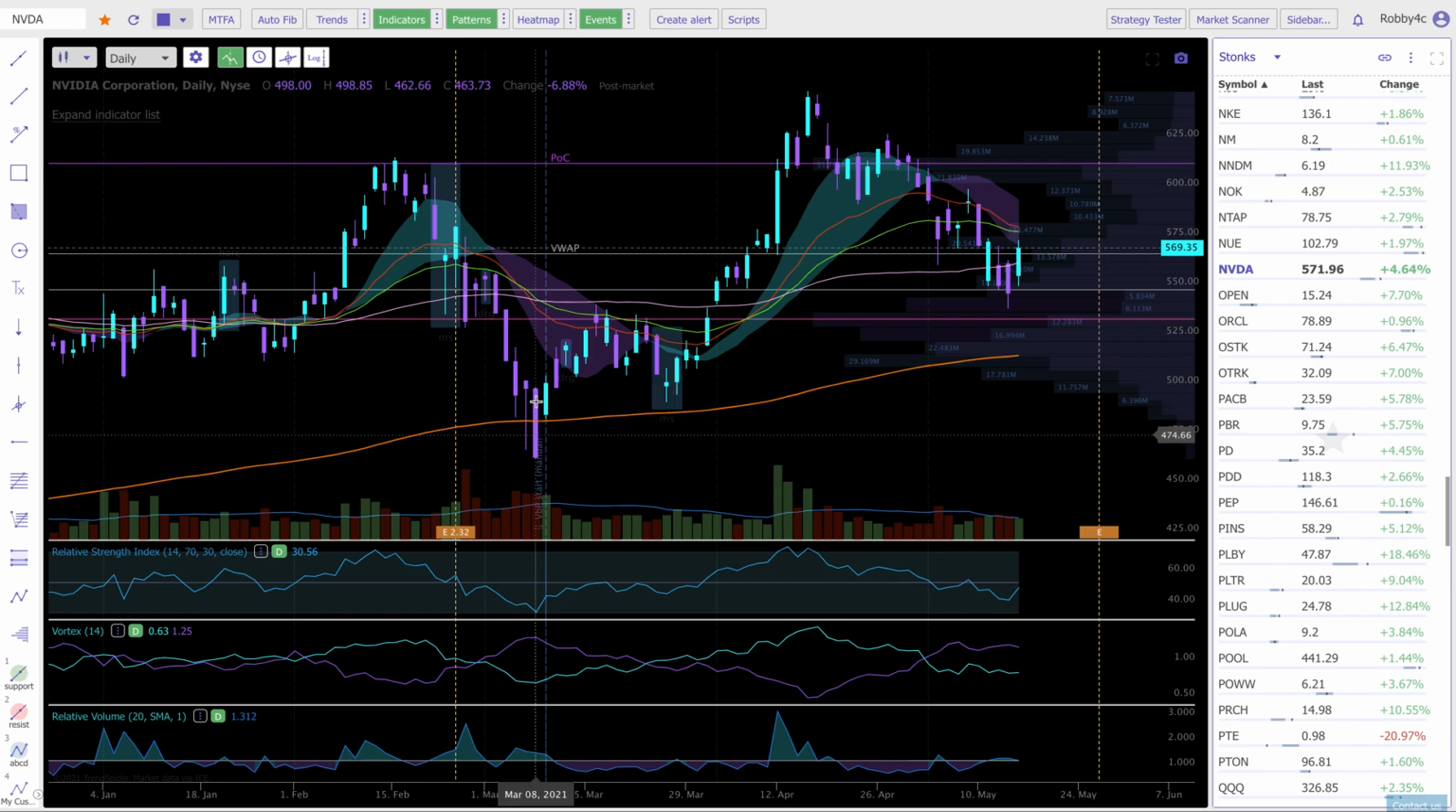Now, the following day, you can see it did open up here, and then it went all the way down to 461. So that is a $40 drop, about 10%. And then the following day, it basically gapped up above the 200 EMA. And then from there, it has remained above that level ever since. And that was March 9th.